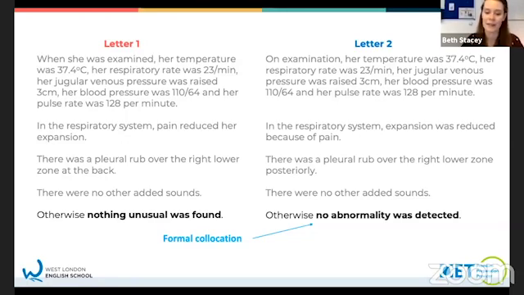We've got "posteriorly" instead of "at the back," which again is higher level language, so it makes it more professional. And finally, a formal collocation. So instead of "unusual," we've got "abnormality." And instead of "found," we've got "detected." Again, with a notebook, copy down as much as you can.